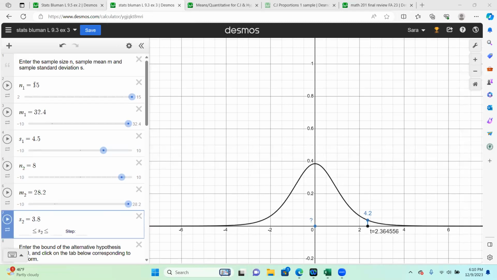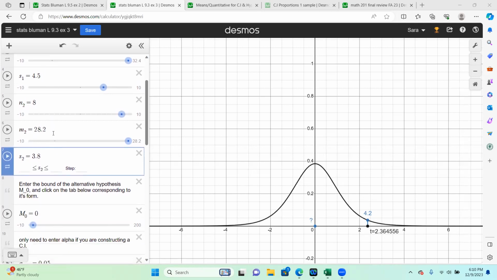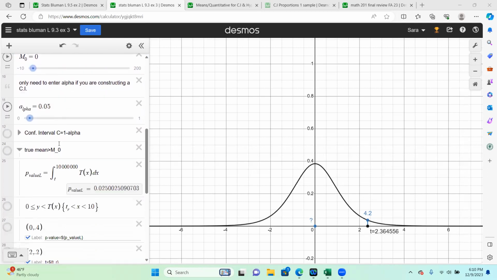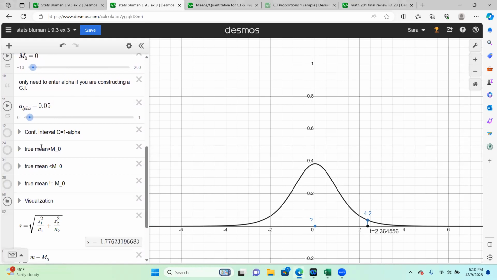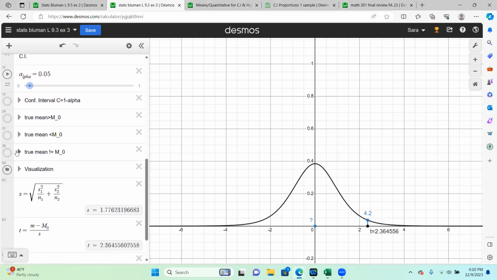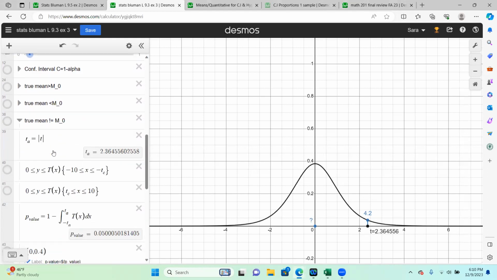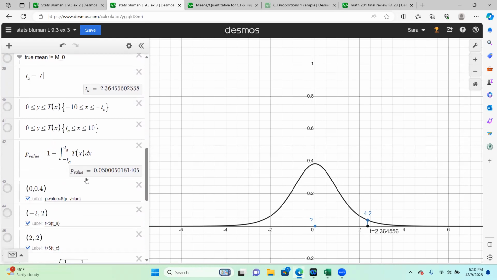So I entered our sample size, the mean, and the standard deviation for population 1. And then the sample size, mean, and the standard deviation for population 2. And we are looking at a test of not equal to, so I'm clicking on that. And there is our p-value, 0.05.